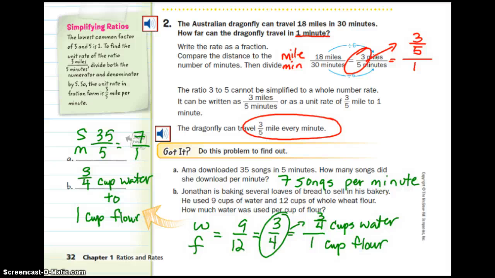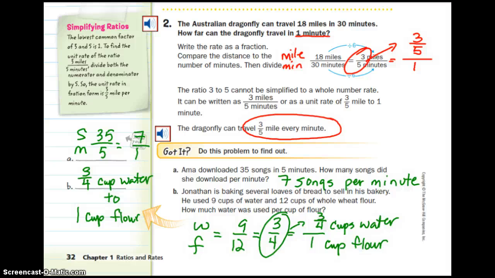Now we have baking bread. We have comparison of water and flour. So we want it from 1 cup of flour. So we have water and flour, 9 to 12, simplifies to 3/4. And again, we need to get it to 1 cup of flour. So we take the fraction, we move it to the numerator. So we have 3/4 cup of water to 1 cup of flour.